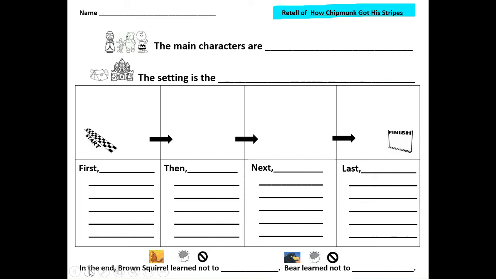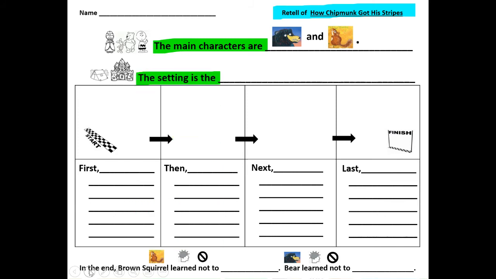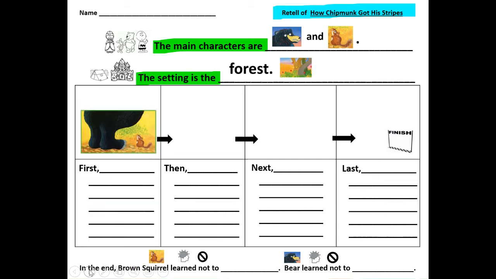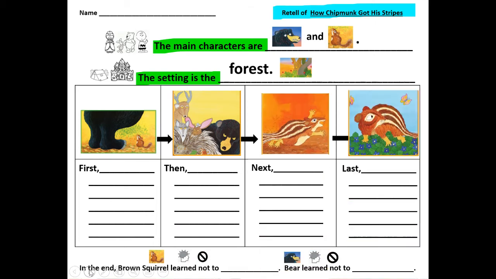Retell of How Chipmunk Got His Stripes. The main characters are, who are the main characters in the story? The main characters are Bear and Brown Squirrel. The setting is where does the story take place? The setting is the forest. So let's put our pictures in the correct sequence or order. First, then, next, last.